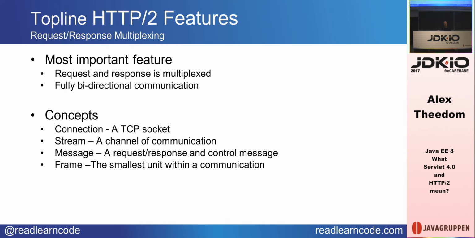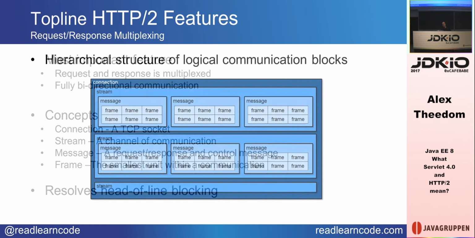Now, the binary frame is essentially a message, a response or request message, broken down into its constituent parts. And we'll have a look at that in a moment. And all of this resolves, like I said, the head of line blocking issue. And that's really actually what all this is about, largely what this is all about.